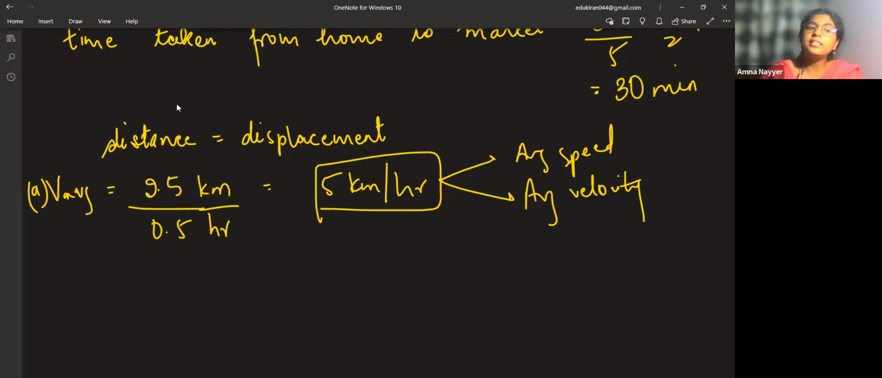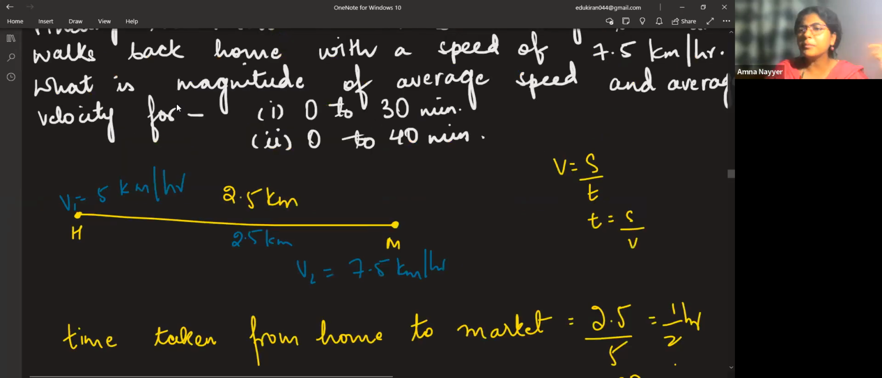the second part says 0 to 40 minutes. This is something different, 0 to 40 minutes. Okay, 0 to 30 minutes was understood because it was a proper distance. This much takes 30 minutes. Now, how will we find out?